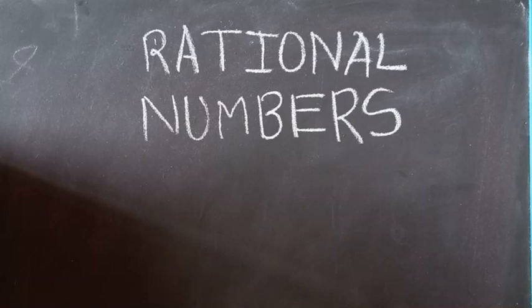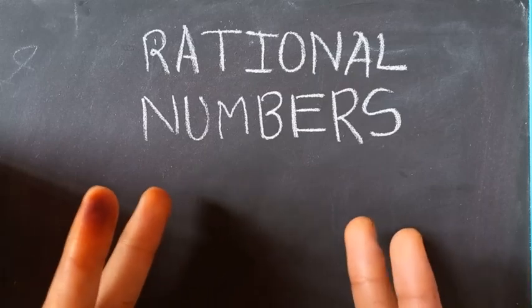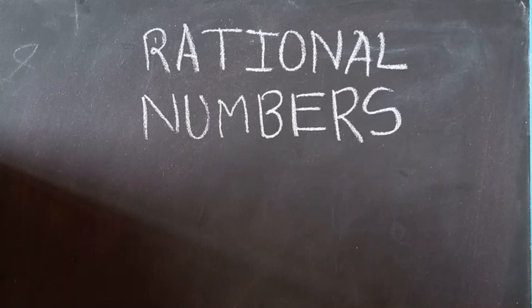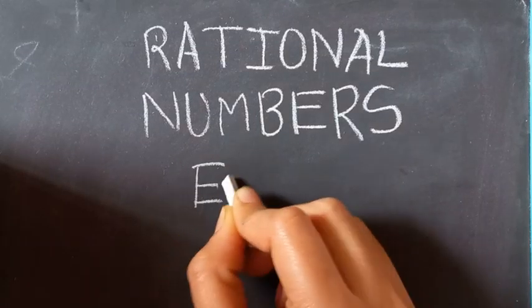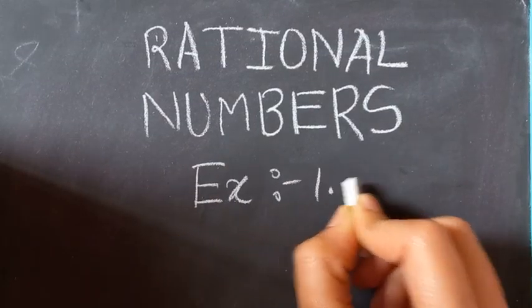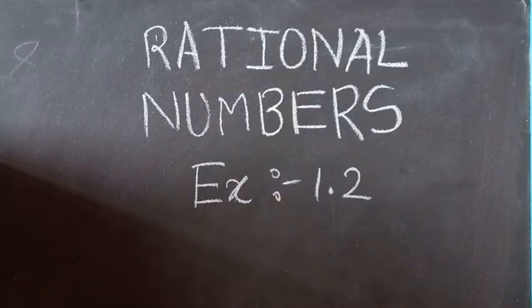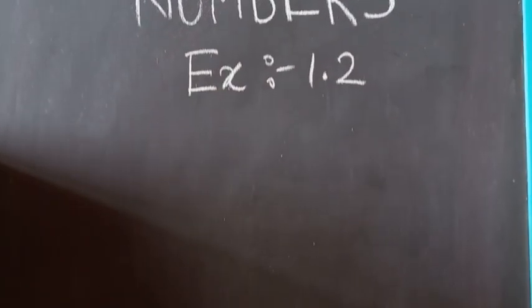In the previous video we solved question number 1 of exercise 1.2. Today we will solve questions number 2 and 3, and we will study one method to find rational numbers between any two numbers. Okay, so let's start. Exercise 1.2, question number 2.